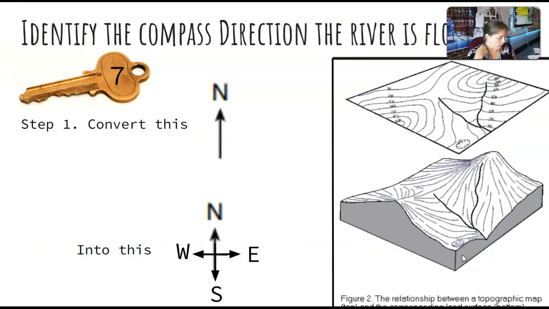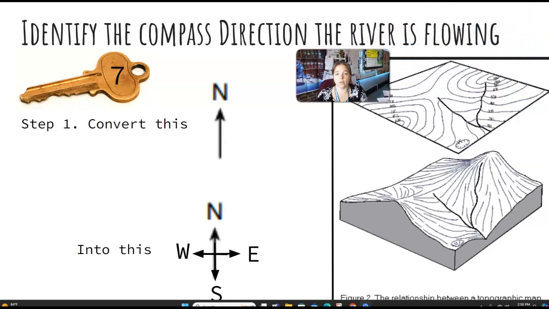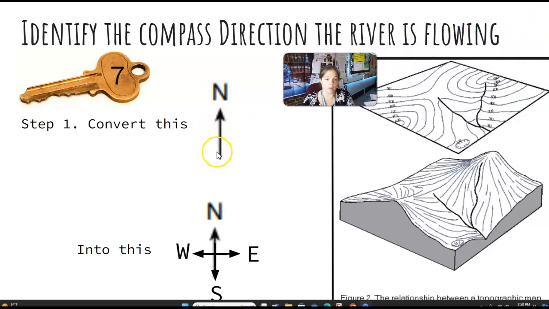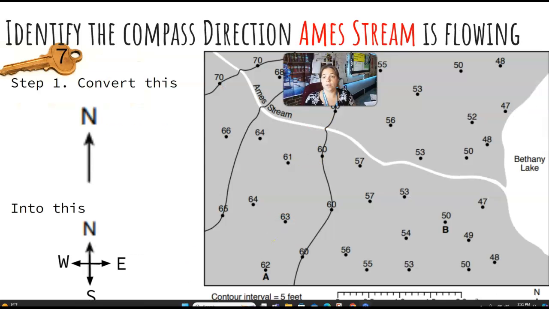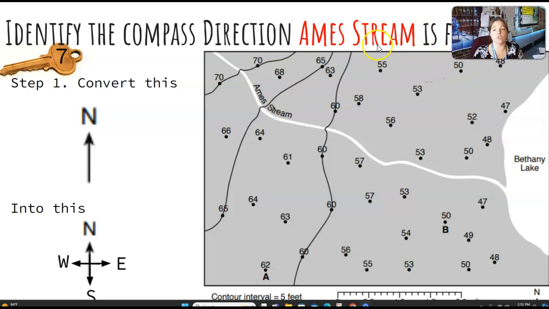All right, now we're going to go to 7. 7 is right below. Right there. It wants the compass direction. Identify the direction the river is flowing. So at the bottom of this, you're going to notice the north right up there. We've got to convert this into a compass rose. Remember, never eat soggy waffles. Once you have that, we can determine the way Ames stream is flowing.